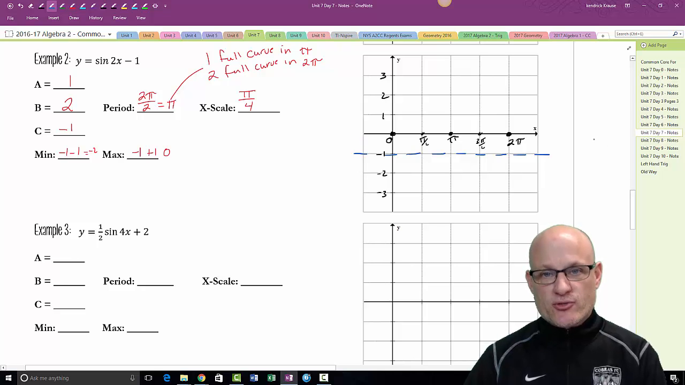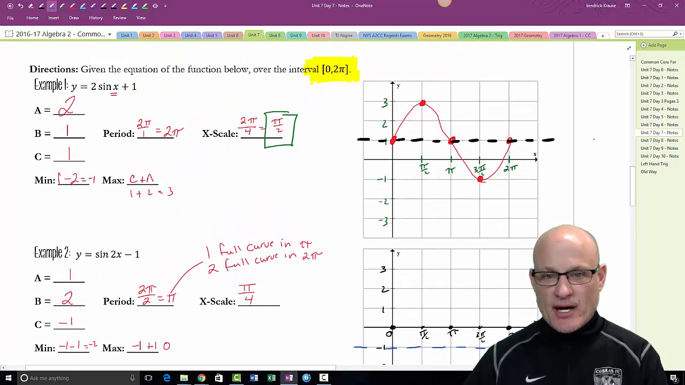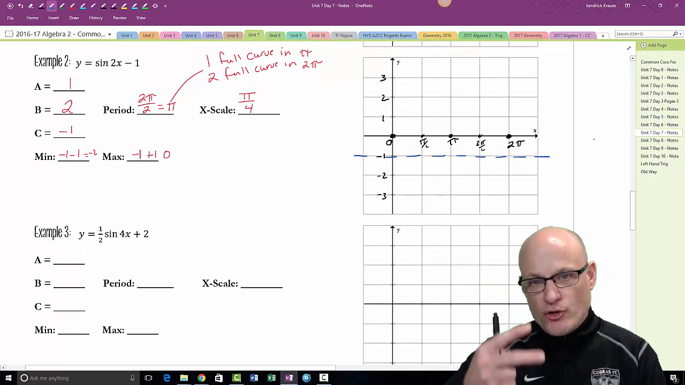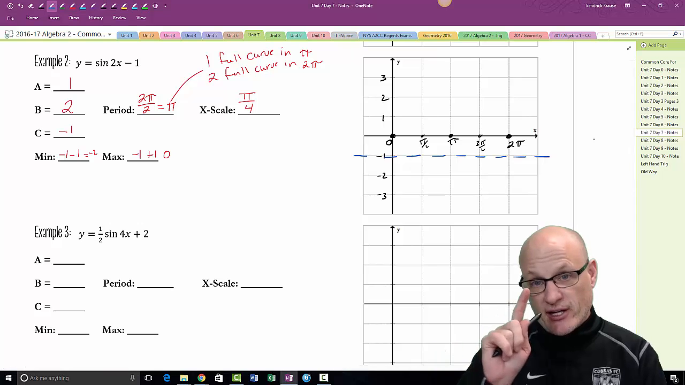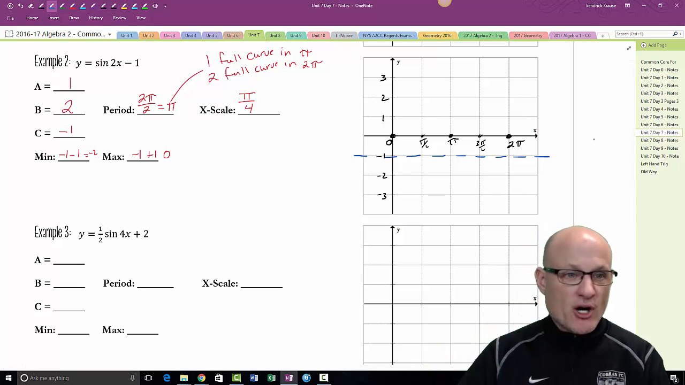So here's the trick, and here's where it's going to get a little freaky deaky. I'm not going to finish one curve in 2 pi. Because my frequency is 2, I'm going to finish 2 curves in 2 pi. So the very first thing we're going to do is take care of one curve, and then we'll just duplicate it, all right?